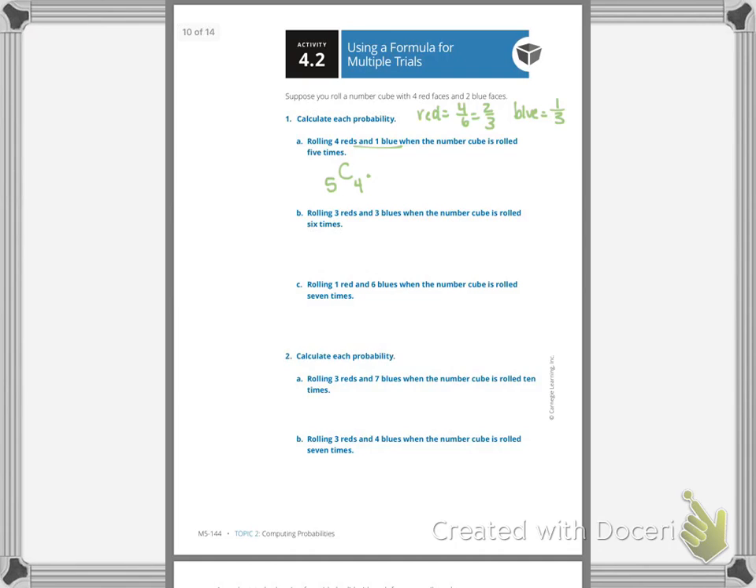Because there's not really rights and wrongs in this, you're just choosing the first probability. Now I have to represent the reds, so there are 4 reds. My reds are represented by the probability of 2/3, so 2/3, and then there are 4 of them. And then my blue represents 1/3, and there is 1 of them.